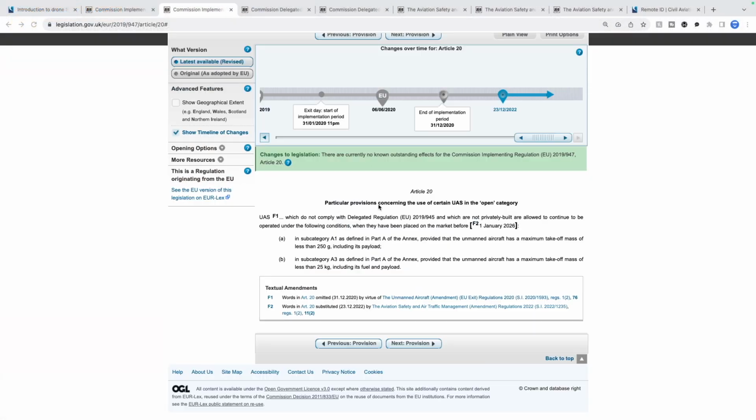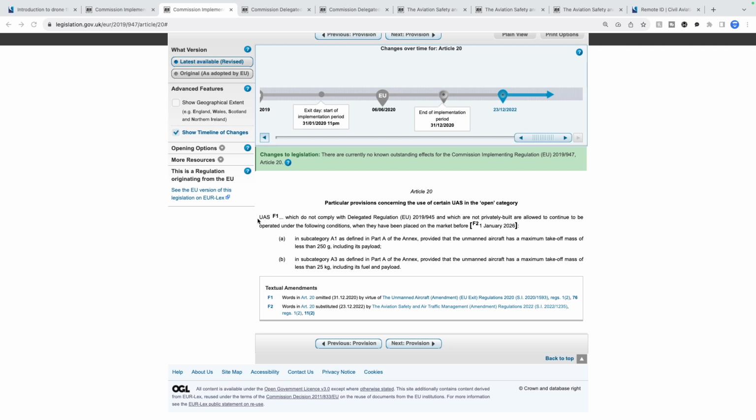The particular provisions concerning the use of certain UAS in the open category. So, if you are flying in the open category and you are flying a drone which does not comply with the delegated regulation, this one here that we're talking about, and which is not privately built, which means it's been built by a company like DJI, you are allowed to continue to operate it under the following conditions when they're placed on the market before. So if you bought a DJI drone before 26, you're allowed to fly it in subcategory A1. Must be under 250 grams. But let's read it again.